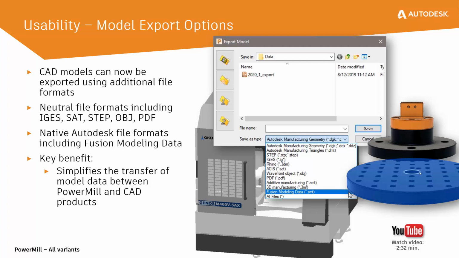Now, in the category of usability, Powermill 2020.1 includes the ability to export CAD models using some additional file formats. So in addition to the existing DGK and DMT files, users can choose to export models using IGES, STEP, ASIS-SAT, Wavefront OBJ files and PDF 3D file types also. Now, we've included additional native file formats including Rhino, additive manufacturing and a Fusion modeling data file, which is going to make it easier for you to share data from Powermill to Fusion 360.